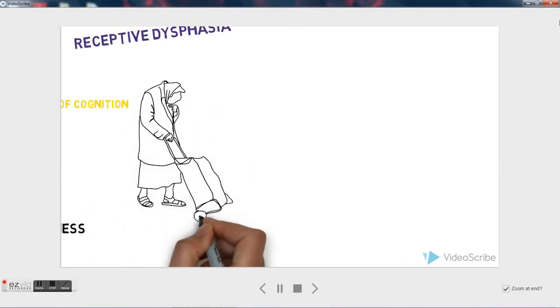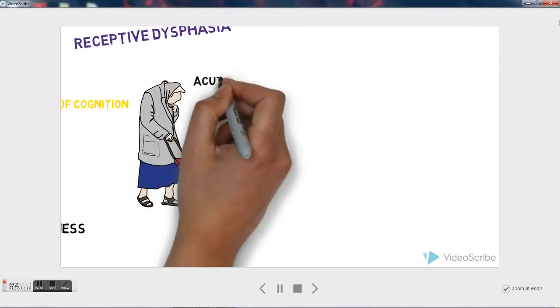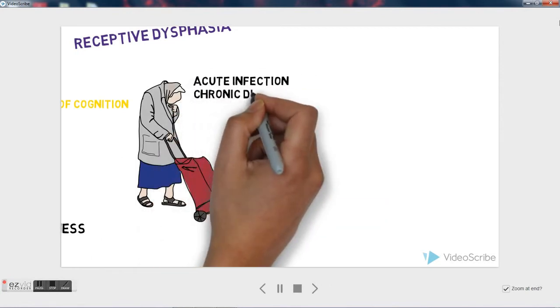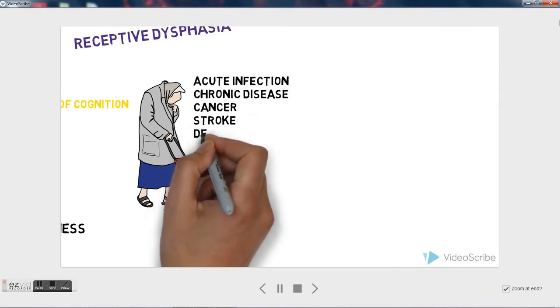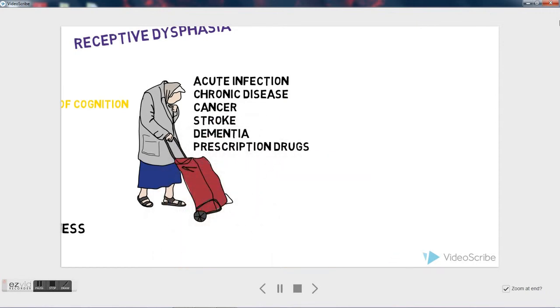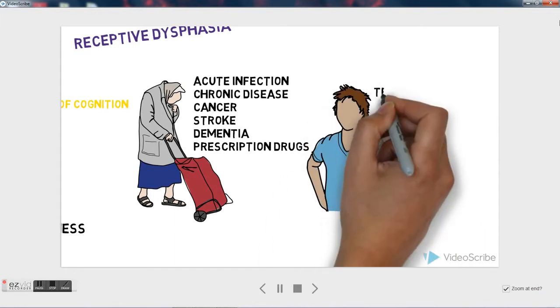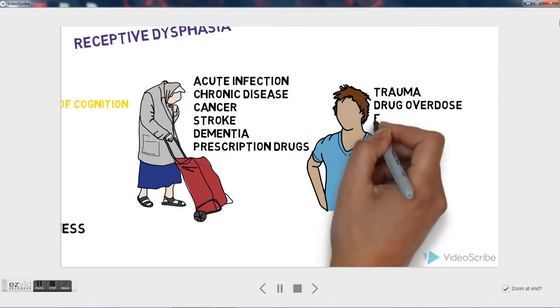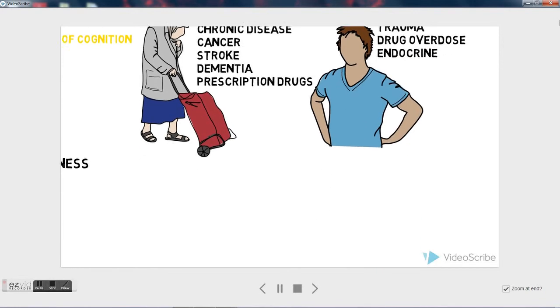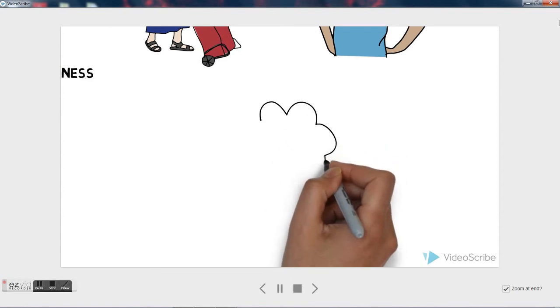One thing which can help narrow down these differential diagnoses is age. All patients will typically present with acute infections, chronic disease, cancer, stroke, dementia which is decompensated after things such as infection, and problems from polypharmacy. Whereas young patients may more likely have trauma, drug overdoses, and endocrine problems.